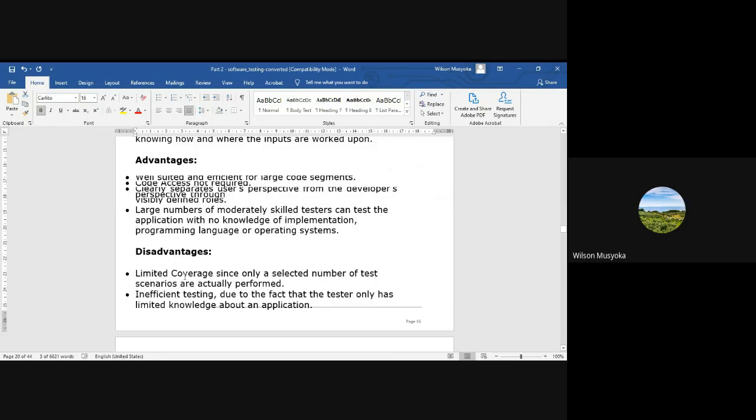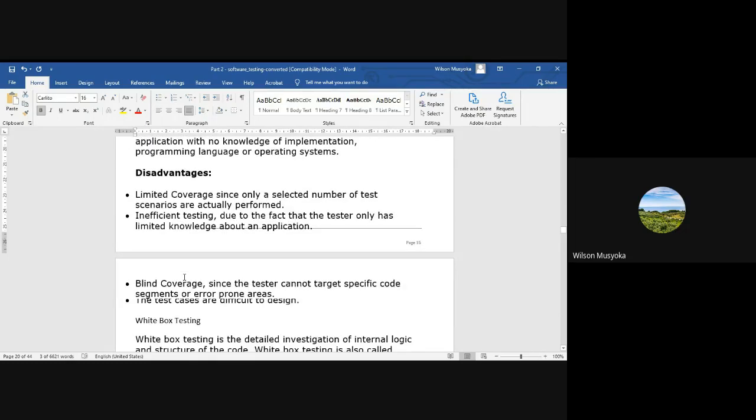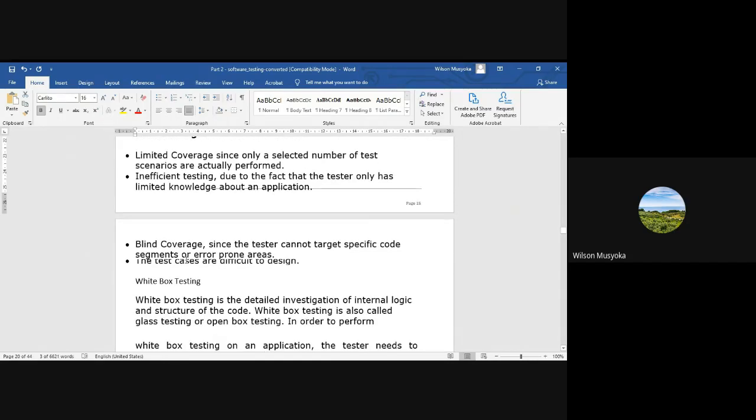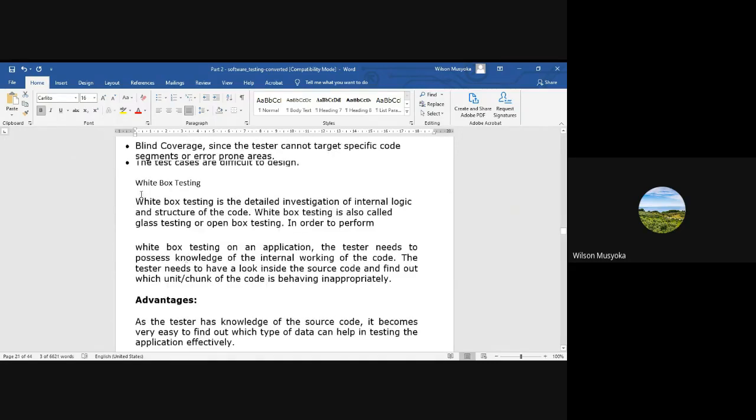In terms of disadvantages, it is that it is limited to a number of test scenarios because you are not exposed to the inner workings of the system. It is inefficient due to the fact that the tester can only have a limited knowledge about the application, and it has a blind coverage since the tester cannot understand or cannot target a specific code segment to check whether there is an error. Then we come to white box testing.